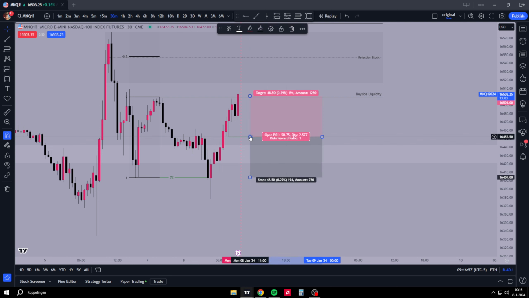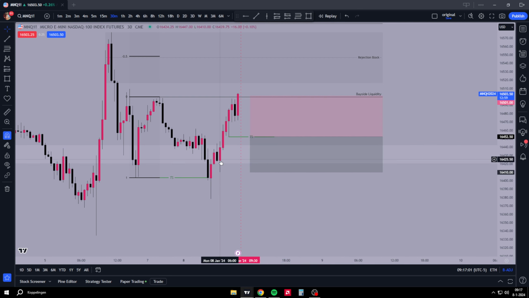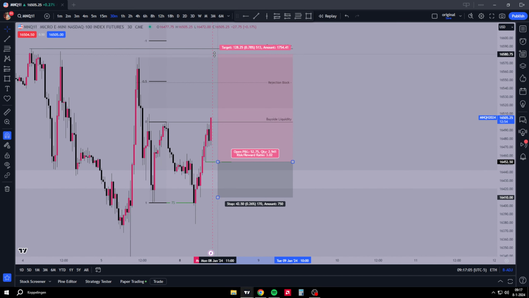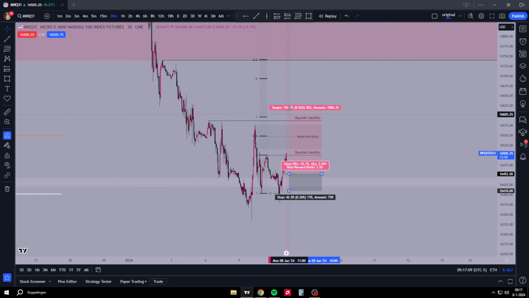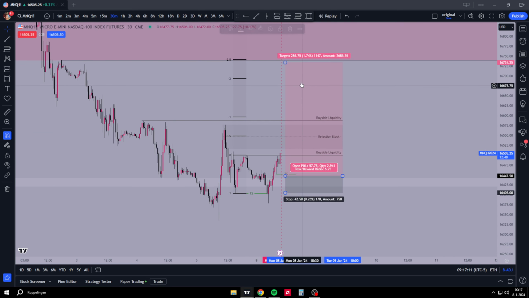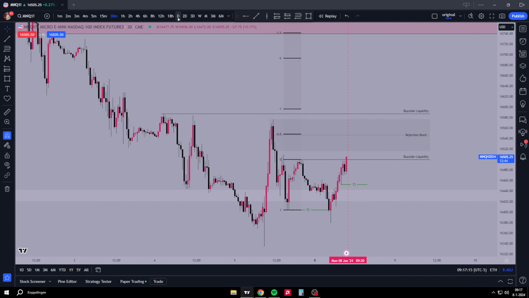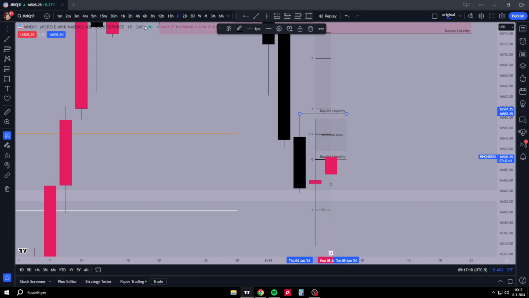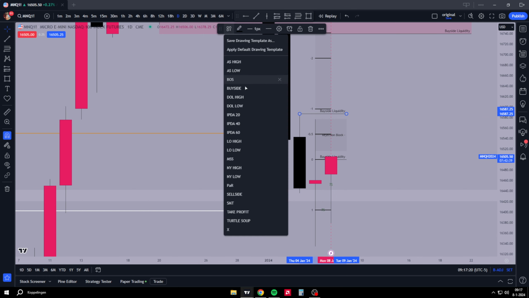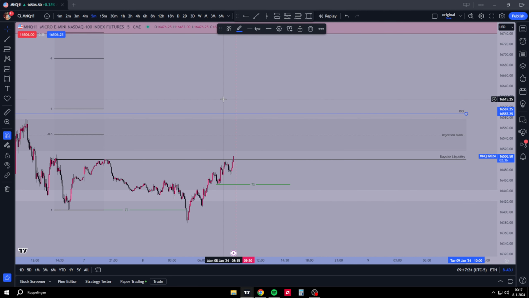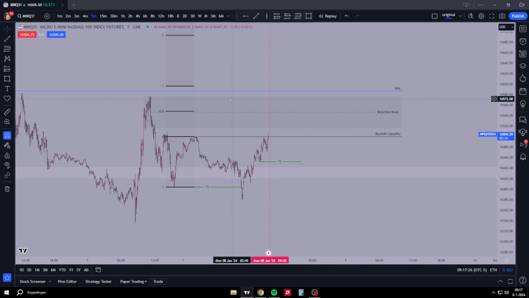And if we want to take a long setup in this unicorn, then this will be our order block as well. So stop could be below there, that's fine. And then this will be first risk reward, second target, third target. And then let's see where the daily SIBI is here, right? So this daily SIBI is the first target right there. Yeah, that's just an easy target.